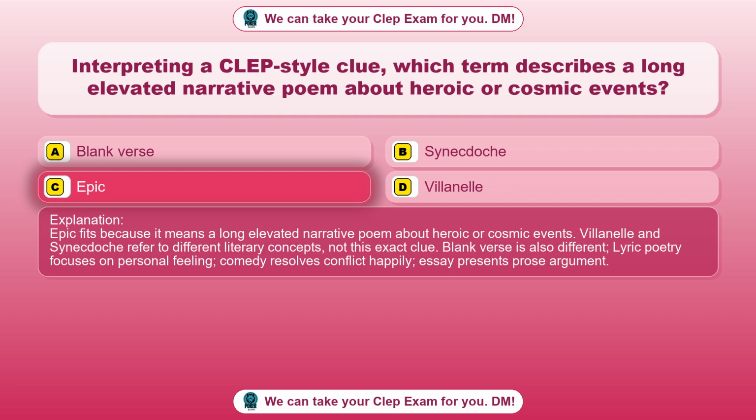Epic fits because it means a long elevated narrative poem about heroic or cosmic events. Villanelle and synecdoche refer to different literary concepts, not this exact clue. Blank verse is also different; lyric poetry focuses on personal feeling, comedy resolves conflict happily, essay presents prose argument.